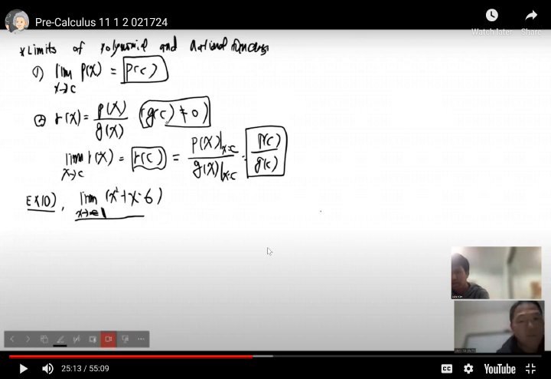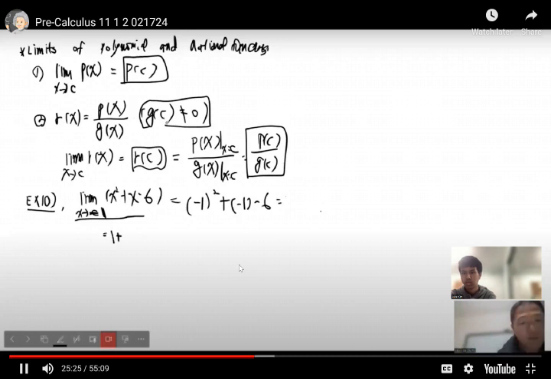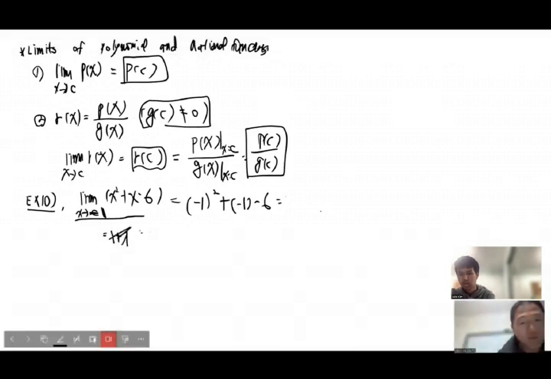Minus 6. How much is it? Minus 6. Yes. The formula should be minus 1 squared plus minus 1 minus 6. So that should be 1 plus 1. I'm sorry, that's actually 1 minus 1 minus 6. So that would be minus 6.